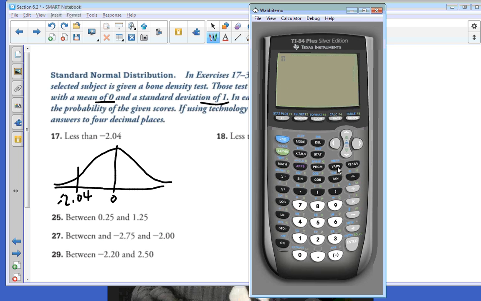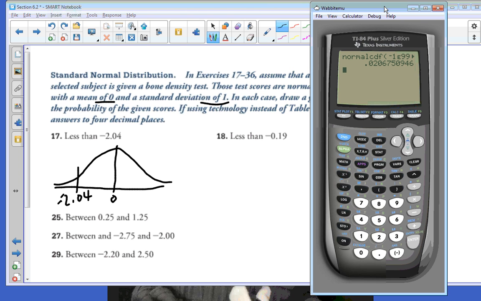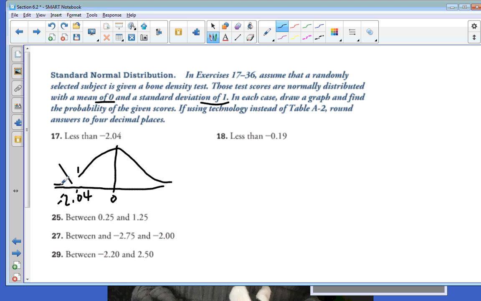So I'm going to go to my distribution and say normal curve. I'm coming all the way from the end. This is where you can put in negative 99999. My upper limit is negative 2.04. I'm going to enter, and I find my area is 0.0207. And of course, if we highlight that area, it's that little teeny area there.